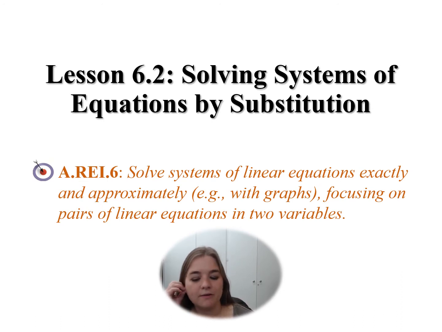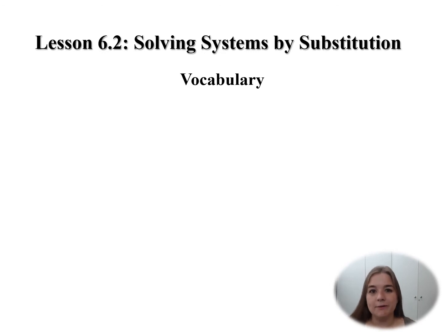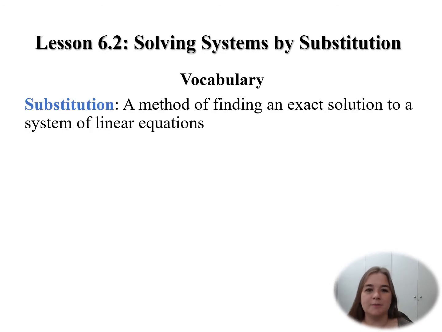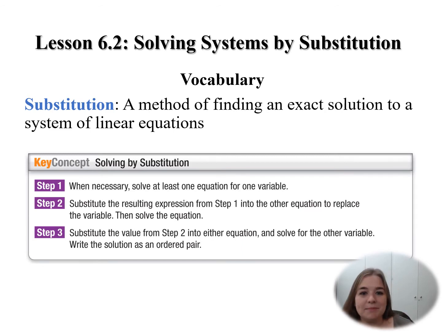We're talking about solving systems of equations exactly and approximately when we're mostly dealing with pairs of linear equations. Our first and only vocab term for today is the idea of substitution. In substitution, we have a method of finding an exact solution to a system of linear equations. So the steps that we're going to take to solve these problems by substitution are written below. Please copy them into your notebook.